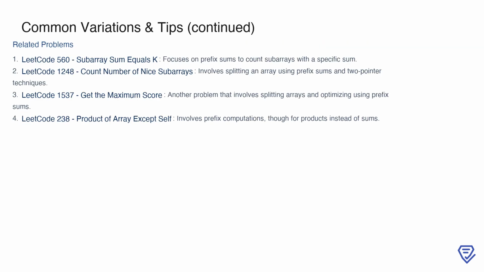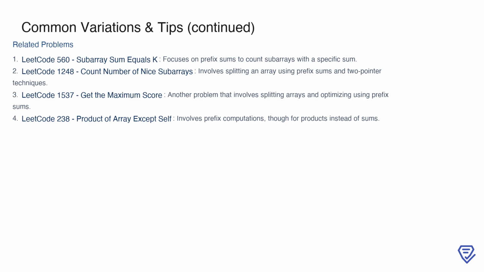This problem has similarities to other problems that involve prefix sums and array manipulation. For example, LeetCode 560, Subarray Sum Equals K, focuses on using prefix sums to count subarrays with a specific sum. Another related problem is LeetCode 1248, Count Number of Nice Subarrays, which involves splitting an array and leveraging techniques like prefix sums and two-pointers.